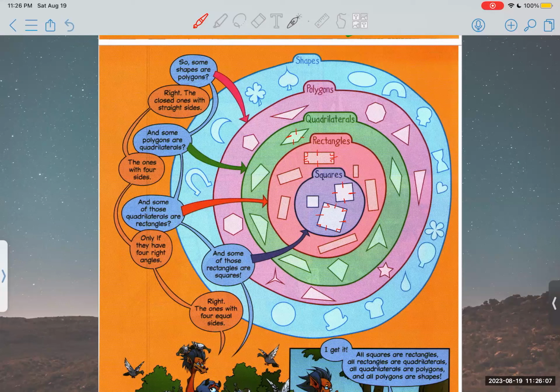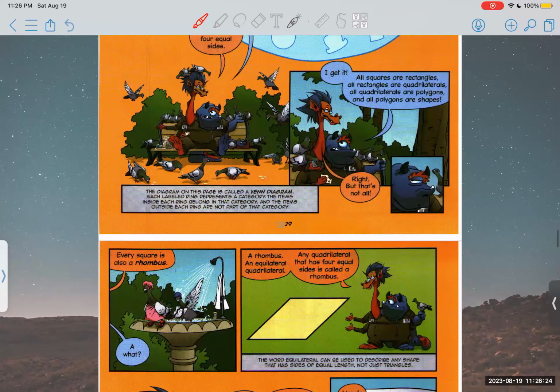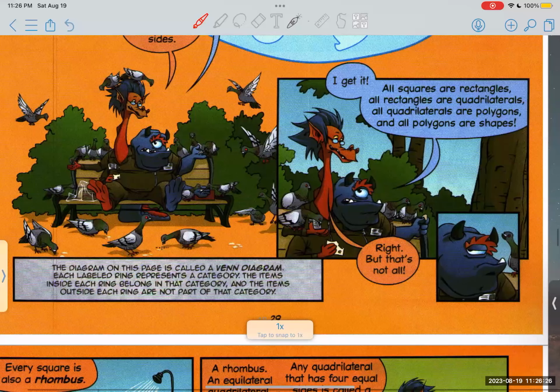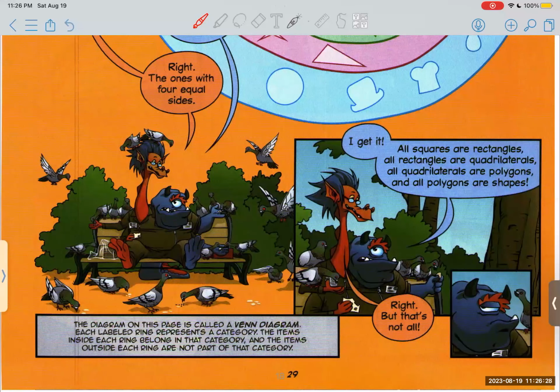Okay, do we have any questions regarding this diagram? Good, I see lots of feedback. Okay, let's keep going then. Let's zoom in a bit. I get it. All squares are rectangles. All rectangles are quadrilaterals. All quadrilaterals are polygons, and all polygons are shapes. And that is right.